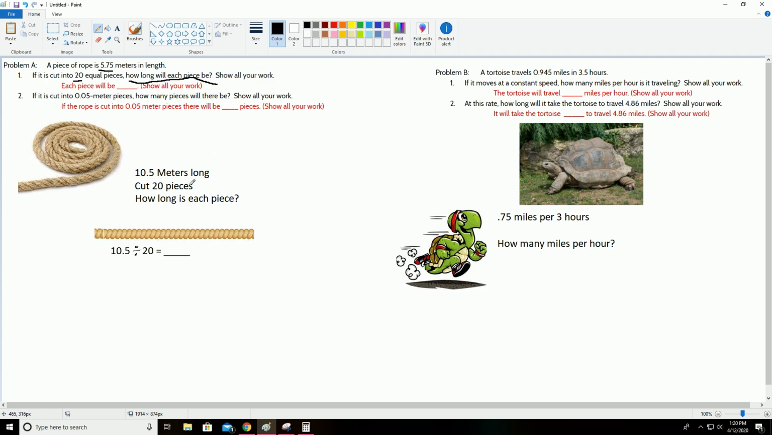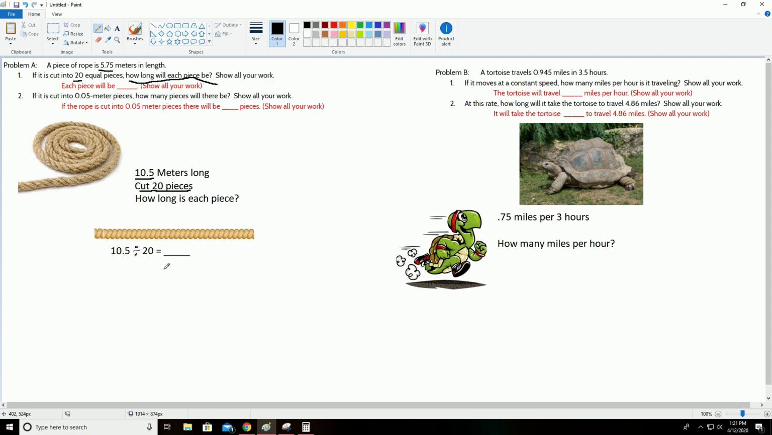So I created a similar problem that you can use to solve. And so we're going to say for our example problem that it is 10.5 meters long. And we're also going to continue, just like this one says 20 equal pieces, we want to cut this one into 20 equal pieces as well. Since we want to do that, we want to know how long is each piece, just like your problem here. How long is each piece?